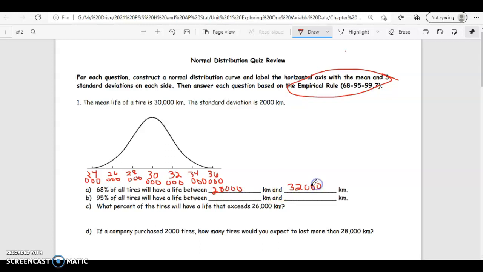Now the second part of empirical rule, 95% of tires will fall within 2 standard deviations. So here's my mean. If I go down 2 standard deviations, I'm here at 26,000. If I go up 2 standard deviations, I'm there at 34,000. So that's from 26,000 to 34,000 kilometers.